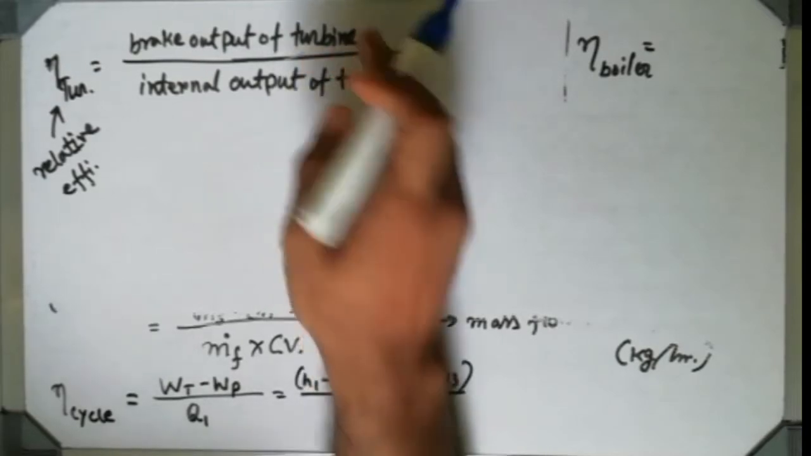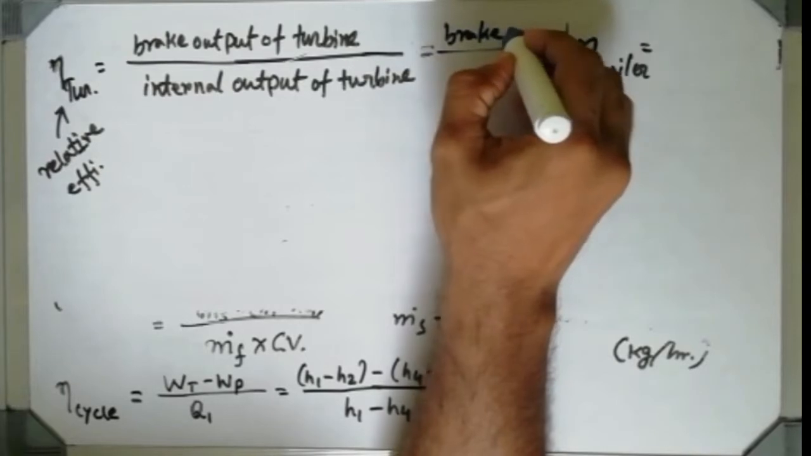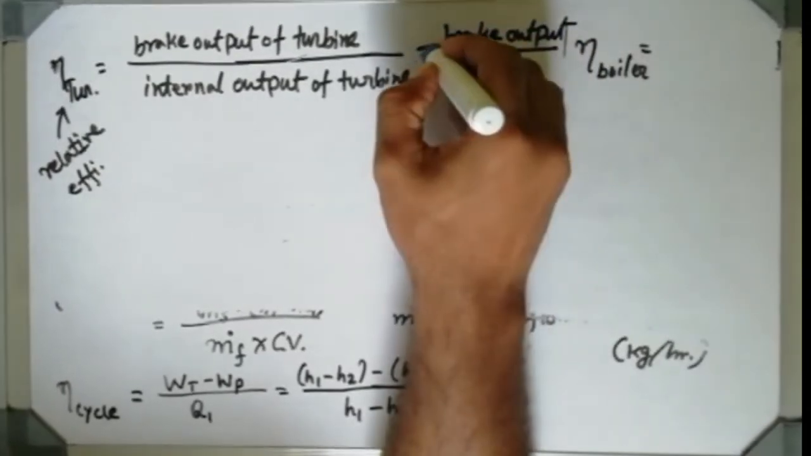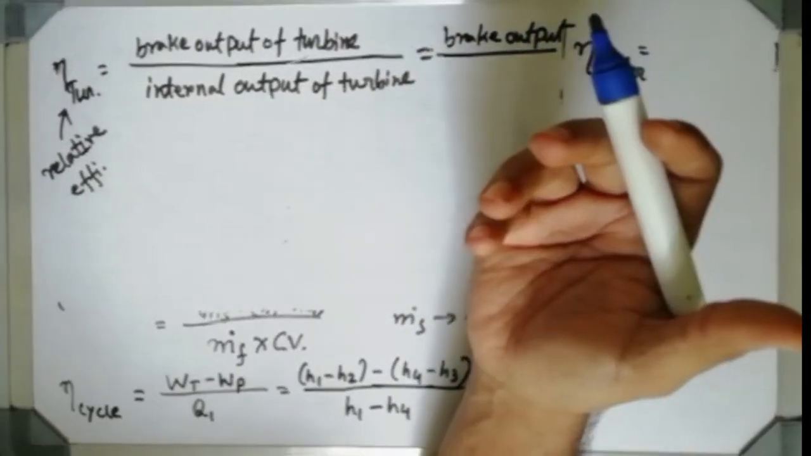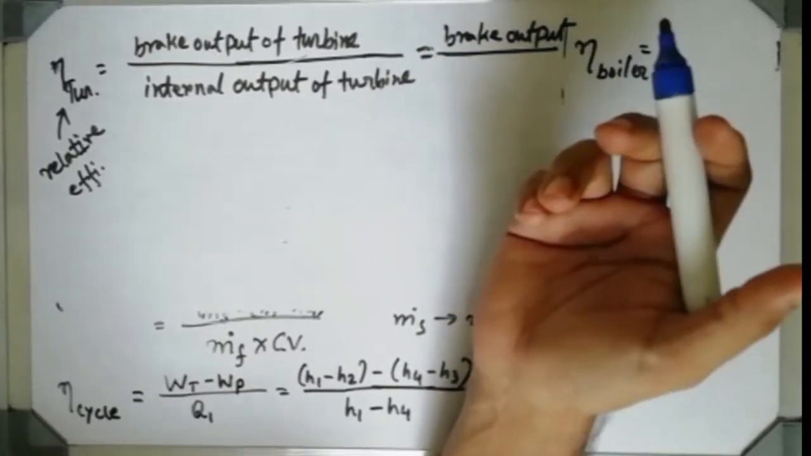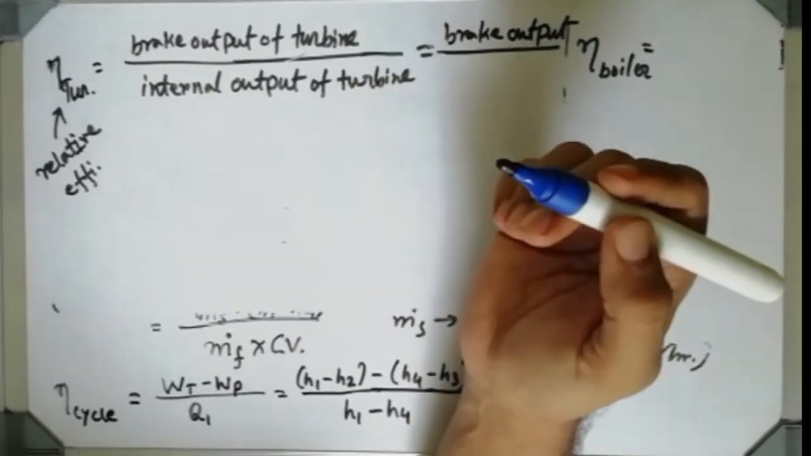Understood? So that brake output is always given in the problem. Brake output always will be given in the problem. Suppose it should be written like 250 megawatt, or it can be written like 30 kilowatt, 300 kilowatt is the brake output of the turbine. It will be written like this.